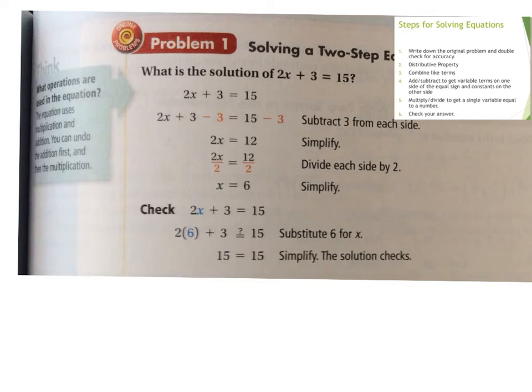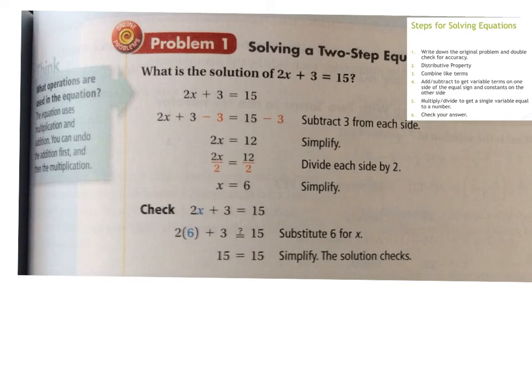Alrighty, so here's our read and got it's, and I brought the steps along with me for the fun of it. Up here, I know you like that. What is the solution of this equation? So again, we write down, double check to make sure you wrote it down correctly. And we're assuming since the people who made the book, they did write it down correctly. There is no distributive property here, so you can skip that second step.